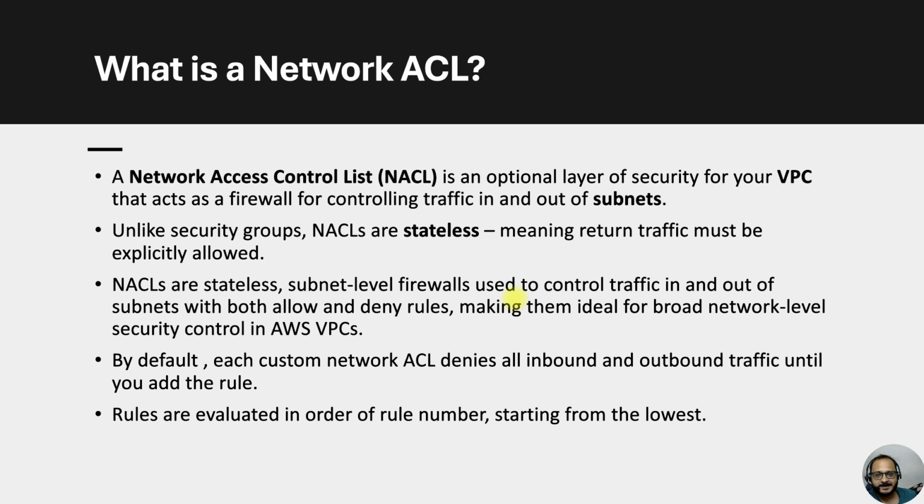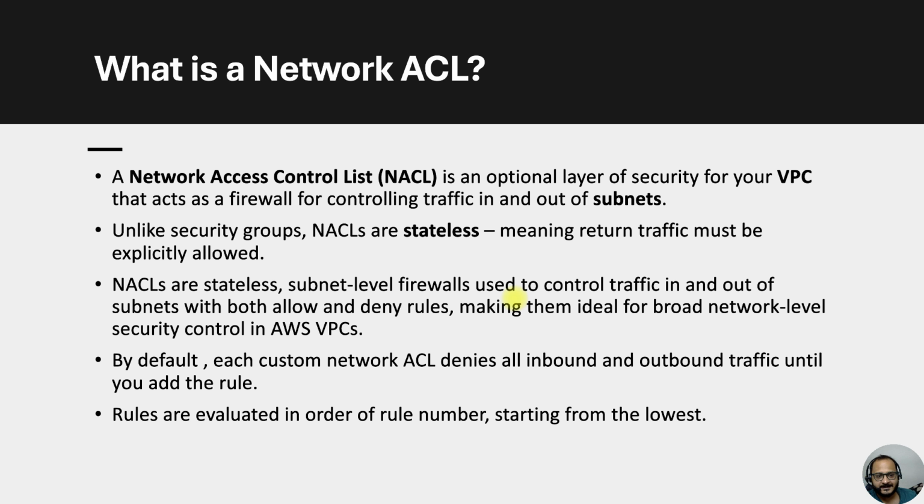Whenever any traffic comes from the internet gateway, first it will go to the network access control list. Once it sees that the traffic is allowed in the network access control list, then it will go to your security group, and from there it will go to your instance, whether it is EC2 or any other service you are using. That's how traffic flows. So the network access control list provides an additional layer of security at the subnet level where you can allow or deny the traffic. NACLs are stateless.